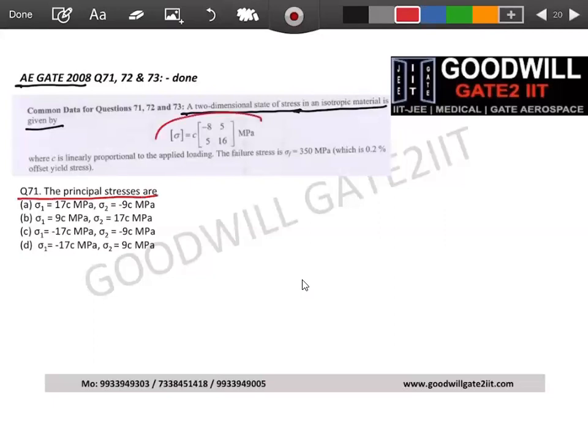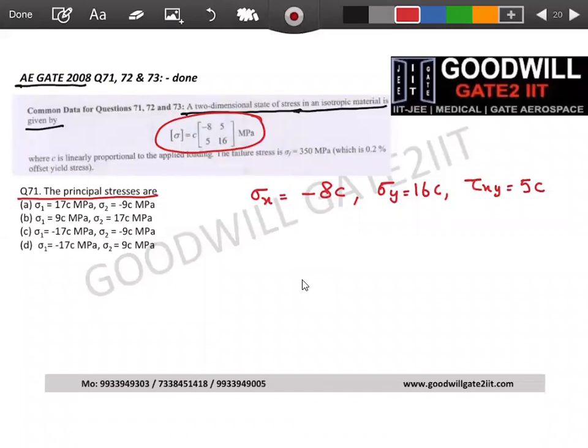So if you understood what I was telling, this is the format, how they're going to frame a numerical. So they have given me a matrix. And if you see, all the answers are in terms of C only, so don't worry about that. So can you tell me, or can anyone help me in this? What is sigma x in this, guys? Perfect. It is -8C, multiplied with C, right? It is already given. What is sigma y? It is 16C. And what is tau xy? It is 5C.